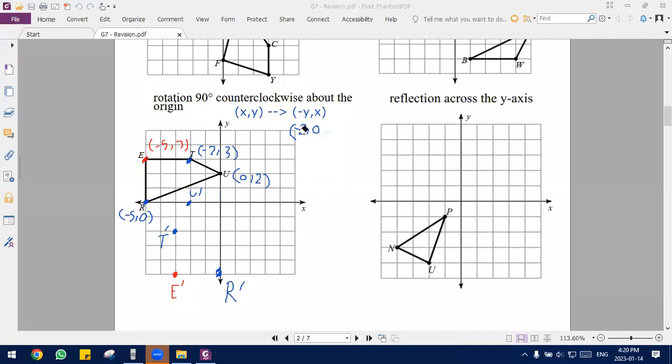Let me remove this. Now we match them with the straight lines. W, T, T, E, E, R, and then R, U. So this is the image of the original shape after rotation, 90-degree counterclockwise. So again, how can we know it? How can we draw it easily? Using the mapping notation.